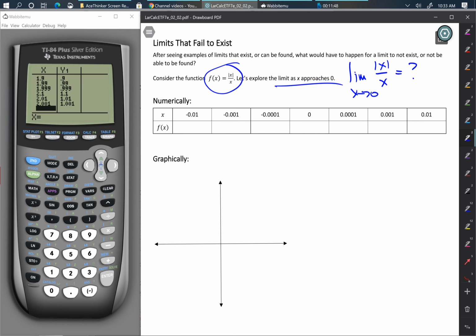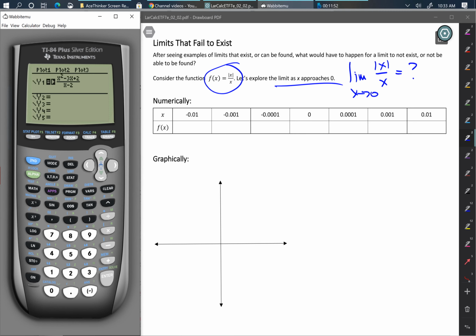And I'm wondering what that value is going to be. Okay? So again, back over to my calculator. First thing I have to do is put that function in. So back to my y editor, make that one go away. I'll put another fraction in there, and then in my numerator, I'm going to put in the absolute value of x, divided by x.